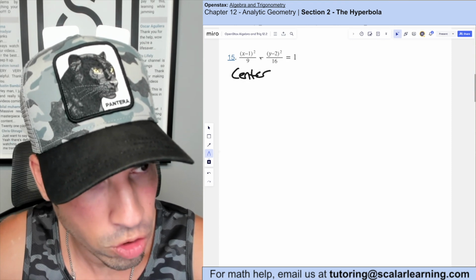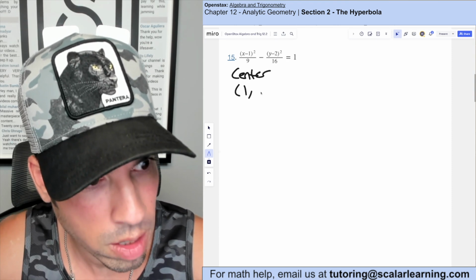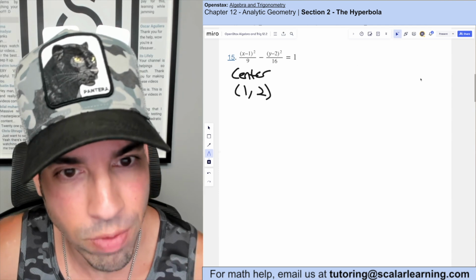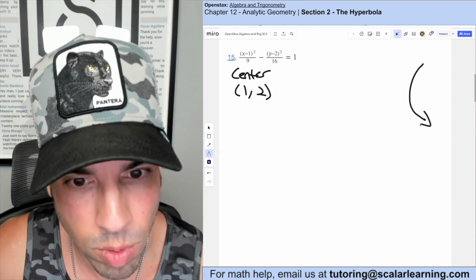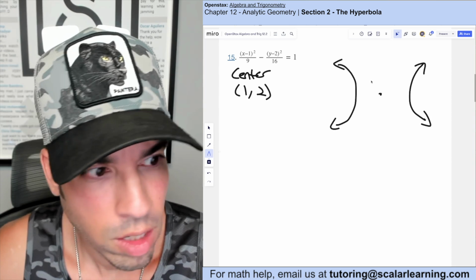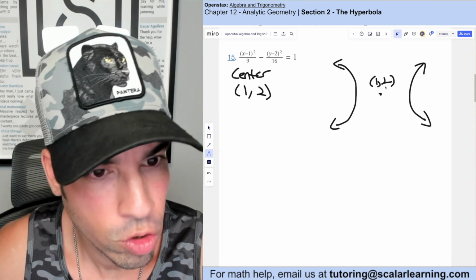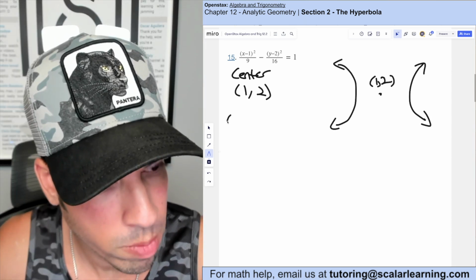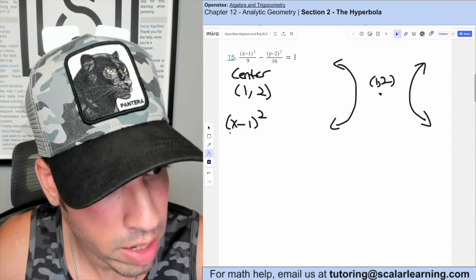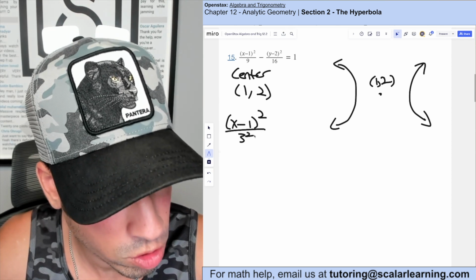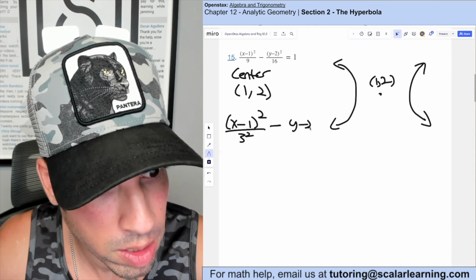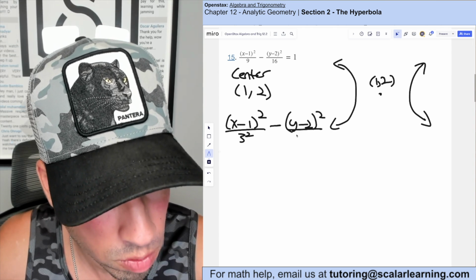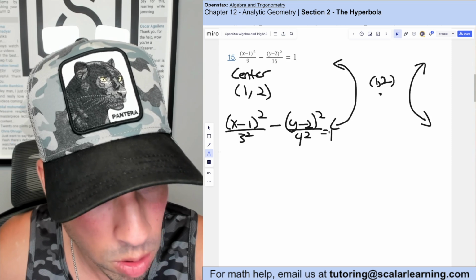That's going to make things easier. So the center is at (1, 2). And because the x is first, it means it's going left and right like so. So here we're going to put that center in at (1, 2). And I'm going to reformat that to get it into standard form. So (x minus 1) squared over 3 squared minus (y minus 2) squared over 4 squared. And this is now going to equal 1, of course.